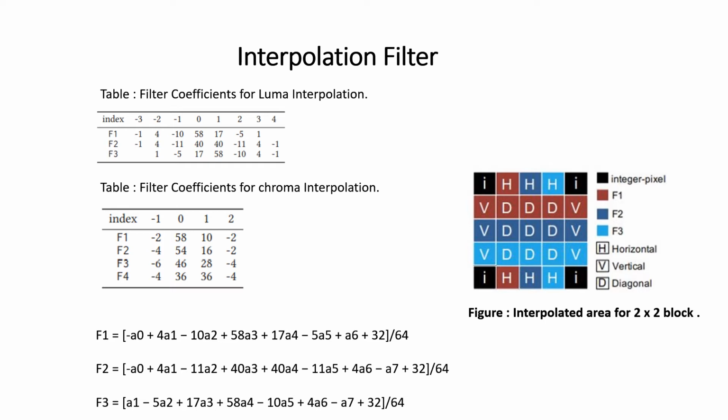Now for the interpolation we have two different types of interpolation. One is luma, one is chroma. As you can see, in luma interpolation the number of taps is more, so this is kind of a bottleneck of the design. So for this work we have implemented only luma interpolation. There are three filters in luma interpolation: f1, f2 and f3. f1 and f3 are for quarter pixels, f2 is for half pixel. As you can see in this interpolated area, the red is f1, dark blue is f2, light blue is f3.